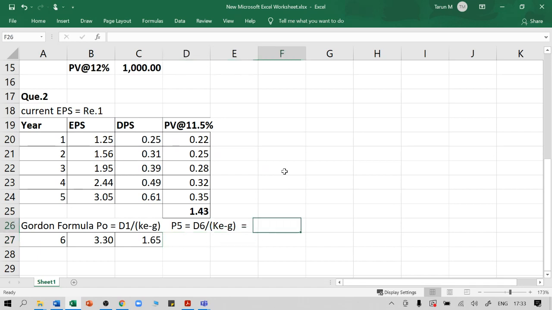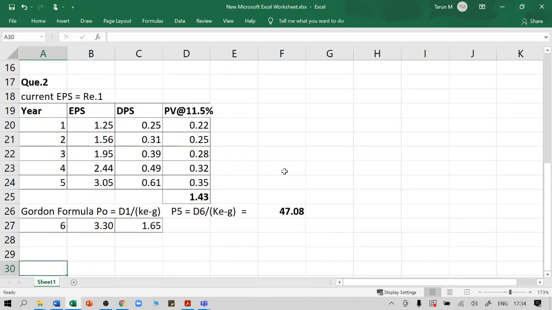Now take this 1.65 as the 6th year's dividend and divide it by the cost of equity, which is 11.5%, minus the growth rate, which is 8% per annum. That way you will get 47 rupees as P5. The 5th year's value, people name it as terminal value, is P5. The next step will be to calculate the present value of P5 at the rate of 11.5%, and obviously with the 5 years factor, right?